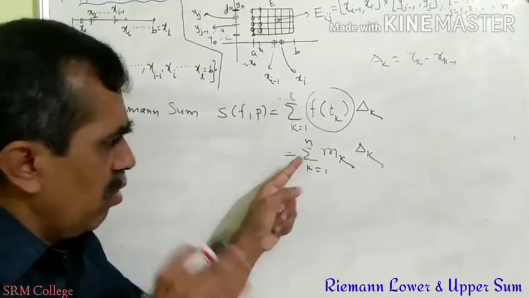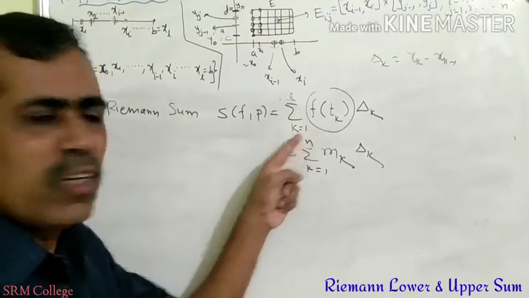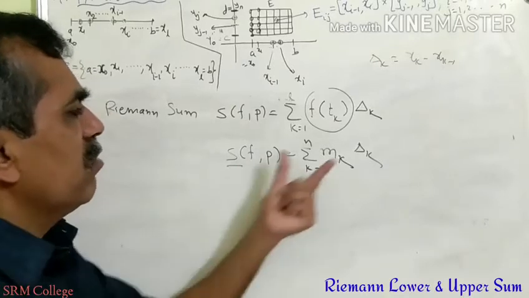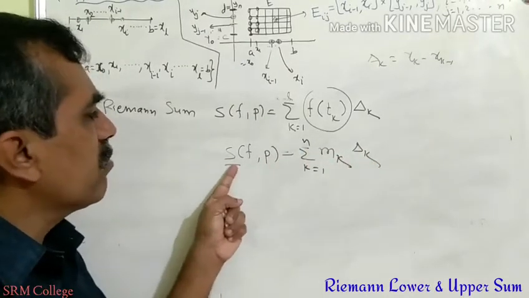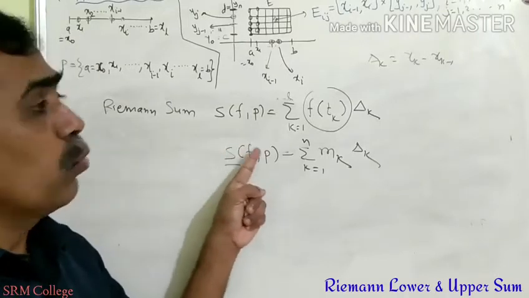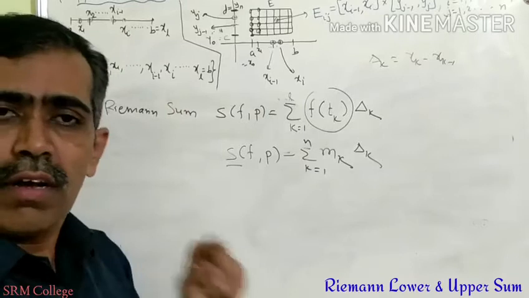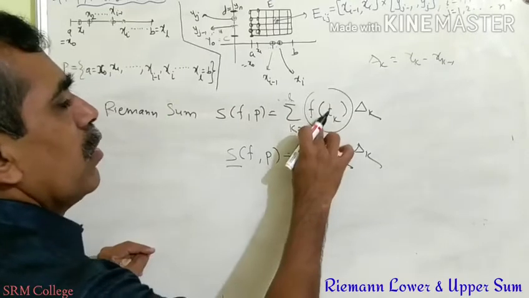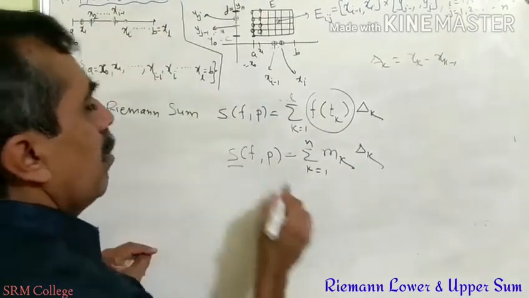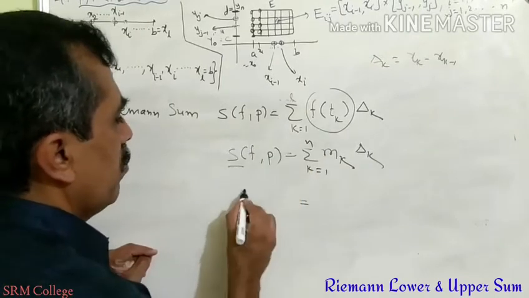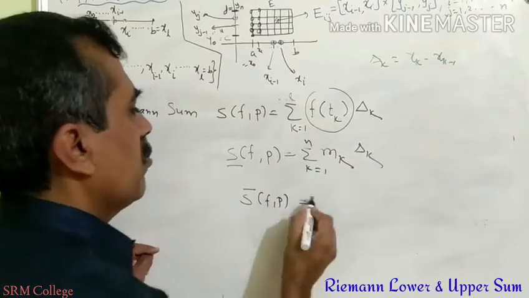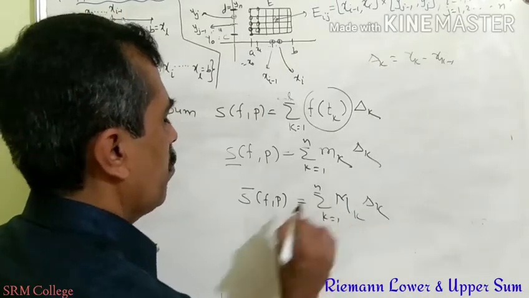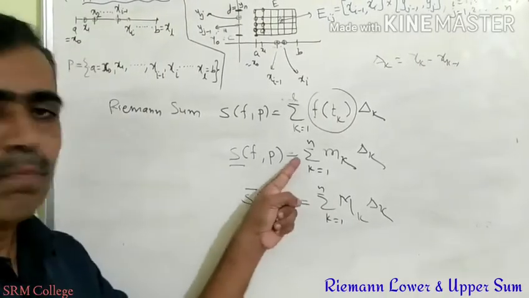This is performed for all k running from 1 to n, and if you add all these, the resulting number, a definite number, is called the lower Riemann sum of the function f with respect to the partition P under consideration. Similarly, if you consider the supremum value of the function on this interval, then the resulting sum is called the upper Riemann sum of the function f with respect to partition P, k running from 1 to n. So this is how we define the Riemann lower sum and Riemann upper sum.